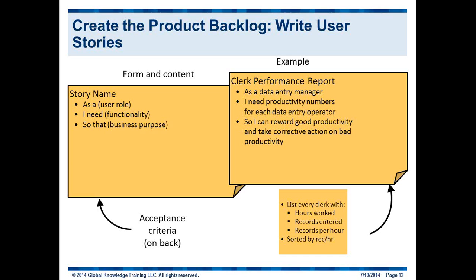The example on the right-hand side would be, as a data manager, I need productivity numbers for each data entry operator so I can reward good productivity and take corrective action on bad productivity. And the little note on the bottom there is if we have any additional information from the stakeholders, we may want to include that on the back, and that then becomes what's known as our acceptance criteria. So what does it actually need to do when we test it in order for our stakeholders to consider that story accepted? Now I want to talk about estimating.